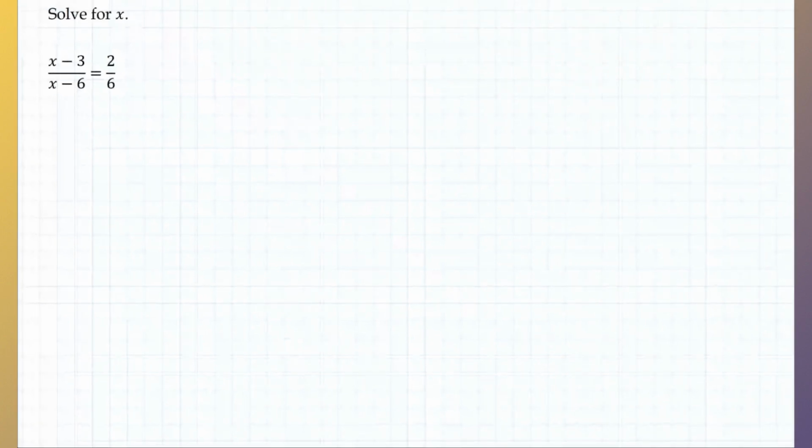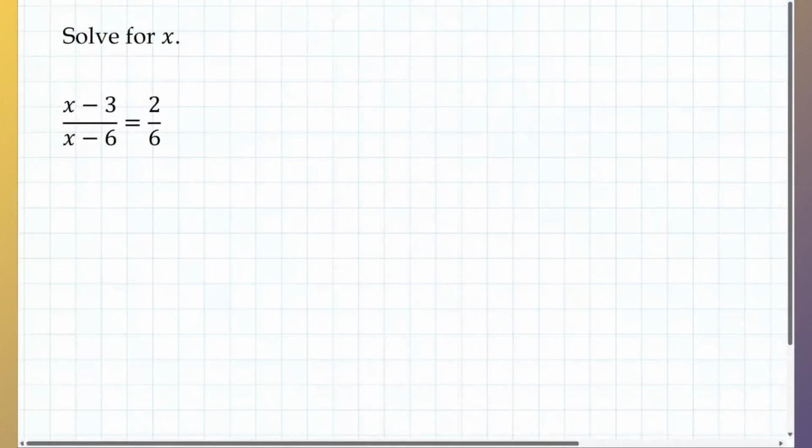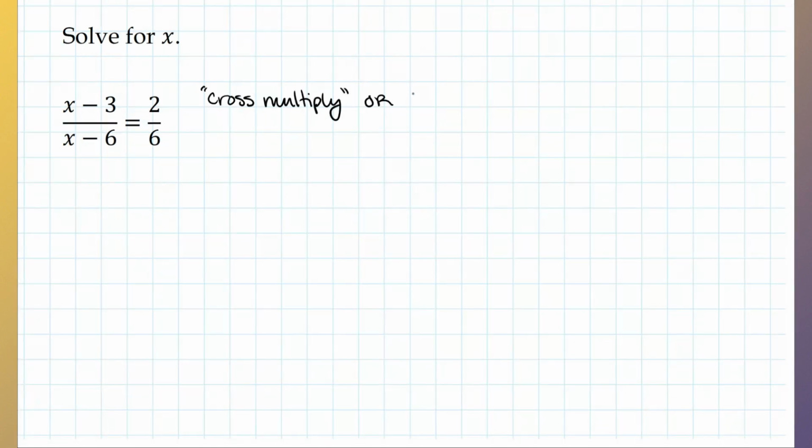Today we're going to be solving a proportion. This is when we have a fraction equal a fraction. So most people will call this the cross multiply method. I also like to call it the butterfly effect, and you're going to see why in just a second when we create a cute little butterfly.